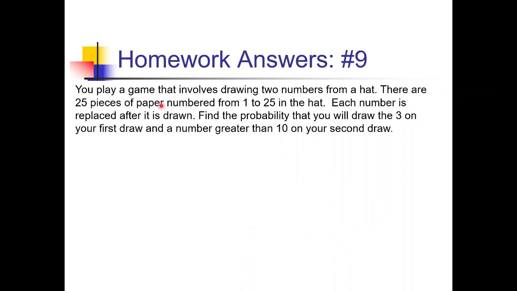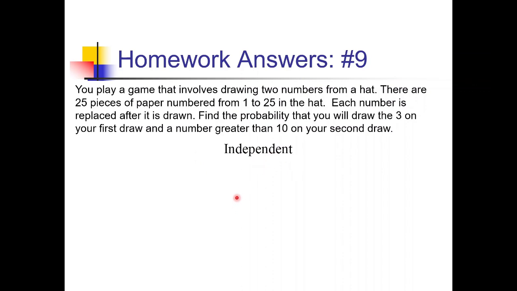On this problem, we're playing a game that involves drawing 2 numbers from a hat. There's 25 pieces of paper, numbered creatively here, 1 through 25. Each number is replaced after it is drawn, so that's the key on this one. We want the probability of drawing a 3 the first time and a number bigger than 10 on the second draw. Well, since we put the number back and we have the same chance both times of drawing all the numbers, that means these are independent events. They might as well just be completely separate events.